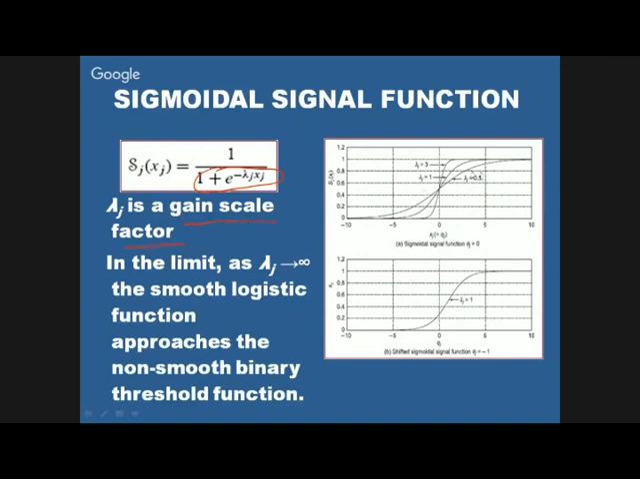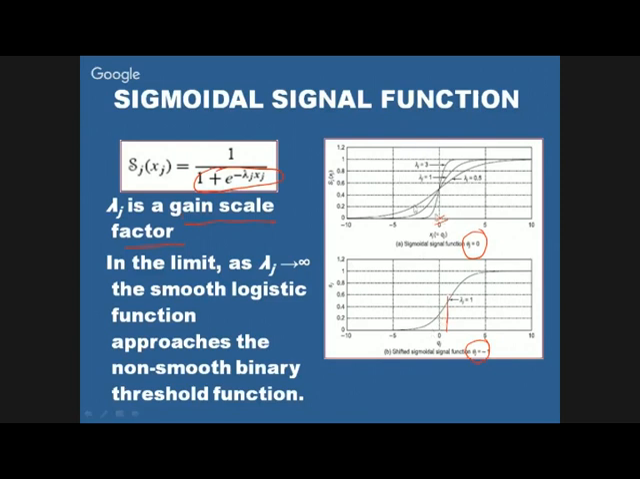Depending on lambda j, your graph will be either steep or smooth. That means it will go from smoother to non-smoother. When we get a steep signal, it is the non-smoothest. But when we get a simple, smooth increment, lambda j is near about 1. So we are seeing the graphs here. This is the graph of the sigmoidal function, and we are taking theta j equal to 0 again, and theta j equal to minus 1 again, where it will start from 1.